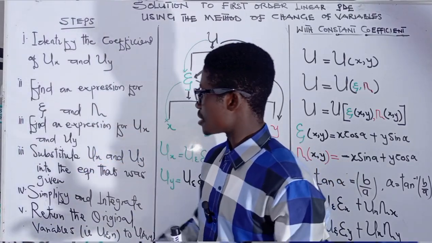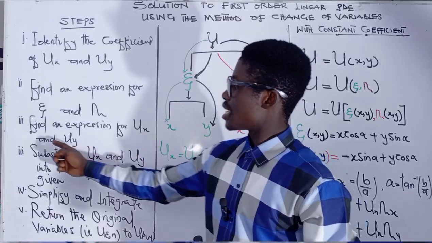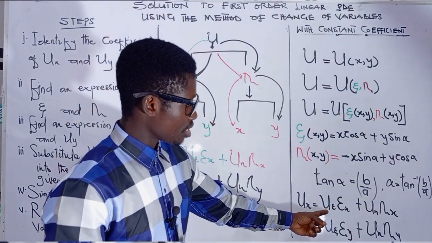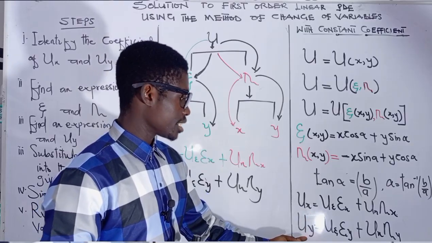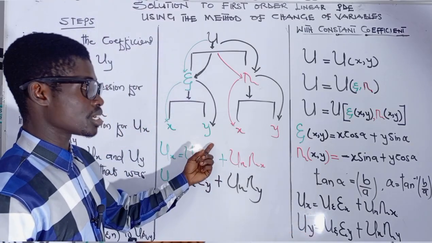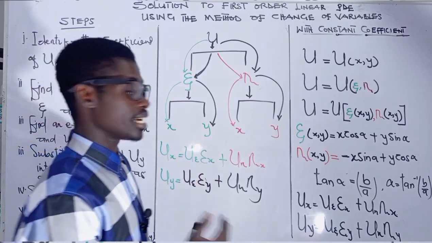And then the third step says that we find an expression for ux and then uy. So with that, we are going to make use of this equation to give us the expression for ux, and this one, the expression for uy. Or we are going to make use of this to give us the expression for ux and then uy.